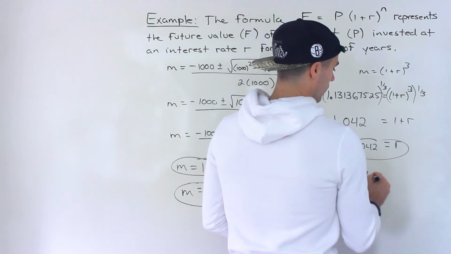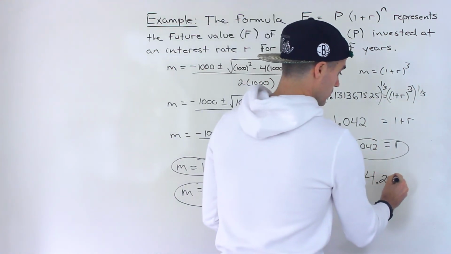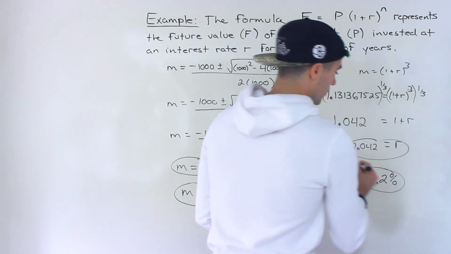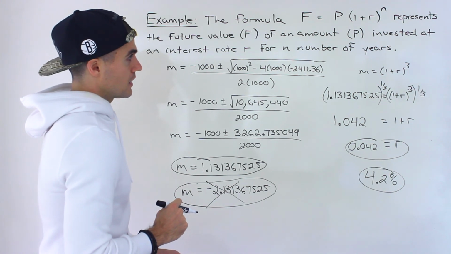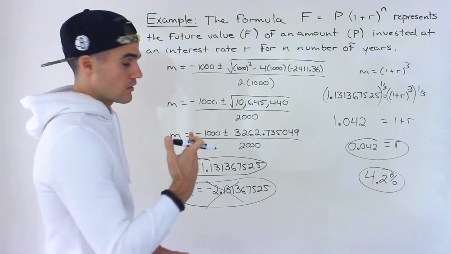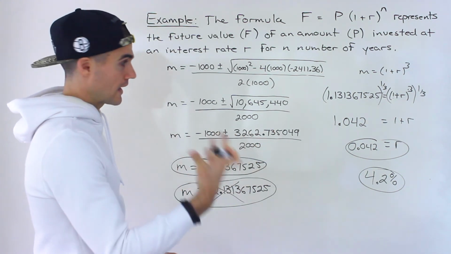0.042. Or, if you remember, this is always going to be a decimal. If you want to convert it to percentages, multiply it by 100. 4.2% is the answer. Right? So that's the answer to number 3. That's the interest rate at which that account grew, that annual interest rate.